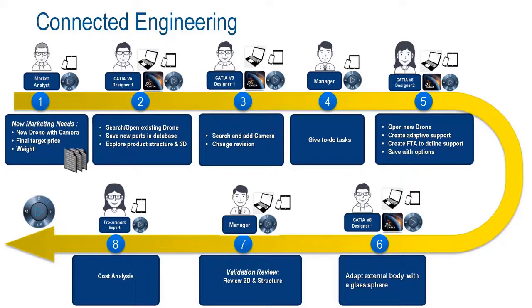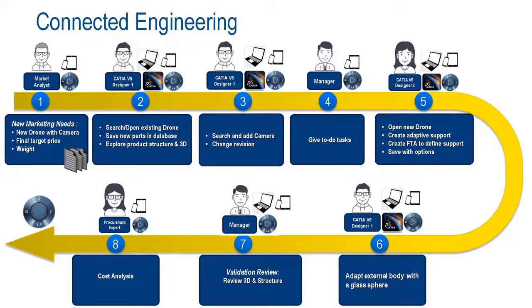We'll show an 8-step process involving multiple roles. These people have different needs and skills. Step 1, the market analyst wants to explain some requirements and share some ideas. Step 2, the CATIA V5 designer starts to work on the 3D data, respecting what the market analyst has explained. He begins with an existing design and shares this data with everyone.